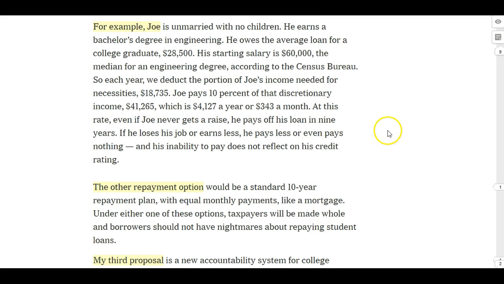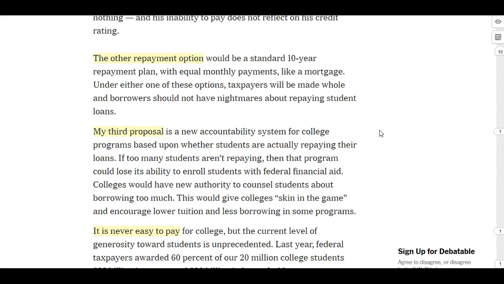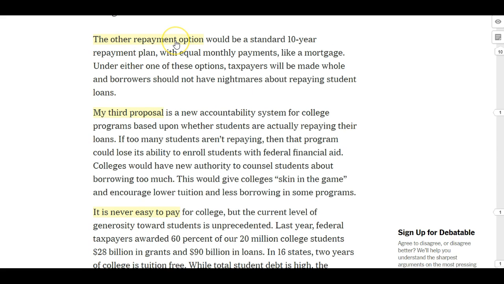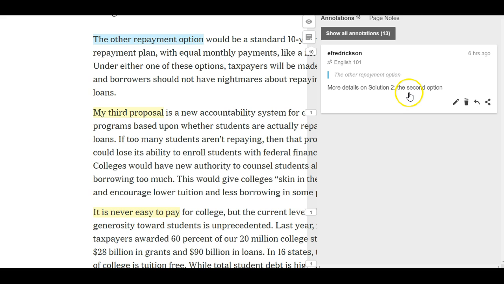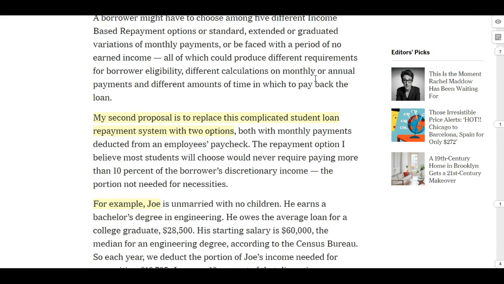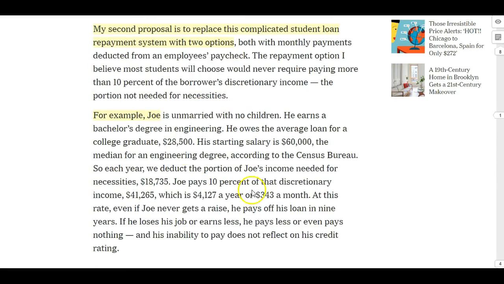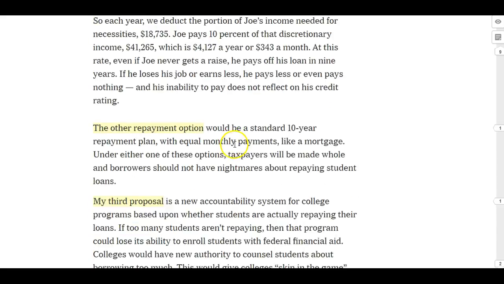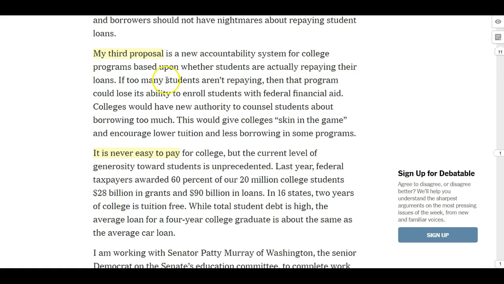That's the first way you can repay. Okay, oh, and then here's the other repayment option. The other repayment option would just be a standard 10-year repayment plan. Okay, so more details on solution 2. This is the second repayment option. So we're still talking about his second proposal. It's just that there's more to say about it. He's giving more details and examples to kind of flesh that out.